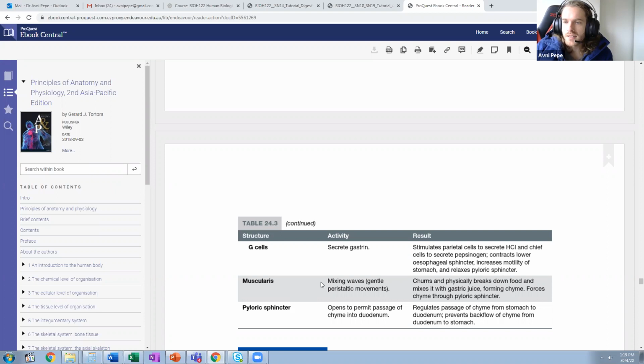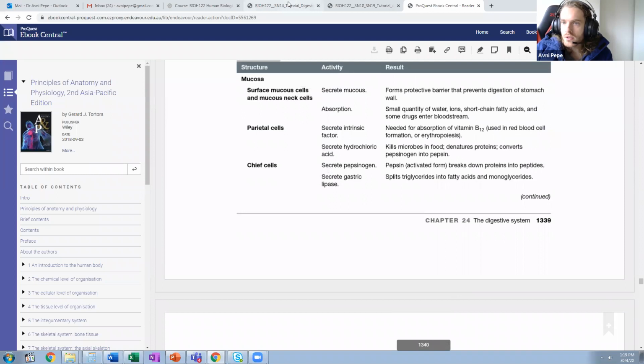We've got muscularis. So these cause the mixing waves, the peristaltic movements. They churn and physically break down the food and mix it with the gastric juice and help to form the chyme. And through this process, they move the chyme through the pyloric sphincter. And then the pyloric sphincter opens and permits passage of chyme to the duodenum. It regulates passage of chyme from the stomach to the duodenum and prevents backflow of chyme from the duodenum back into the stomach. So we don't want to get movement backwards from the small intestine back into the stomach.